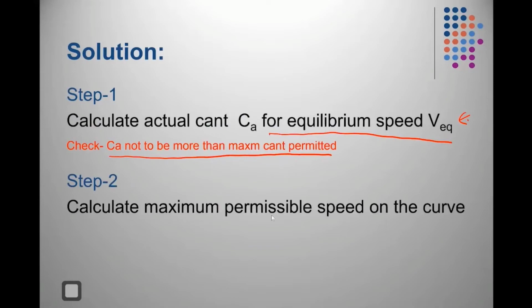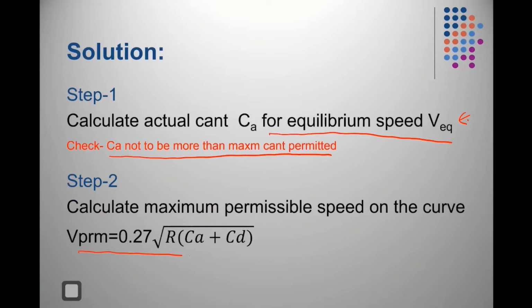speed on the curve. Based on this cant, V permissible is equal to 0.27 square root of (Ra plus Cd), and we will check कि जो मेरी मैक्सिमम स्पीड हमने परमिट की है वो अलाउ मैं कर पा रहा हूँ कि नहीं इस कैंट के. ठीक है ना. अगर मैं अलाउ कर पा रहा हूँ, वेल एंड गुड. अगर नहीं अलाउ कर पा रहा हूँ, मीन्स आई विल हैव टू अप्लाई स्पीड रिस्ट्रिक्शन टू माय फास्टेस्ट ट्रेन व्हिच इज मूविंग इन द सेक्शन.